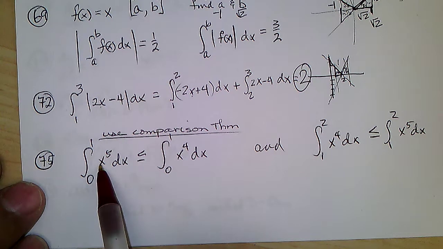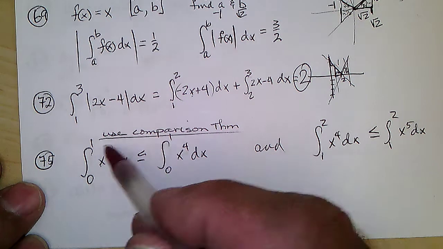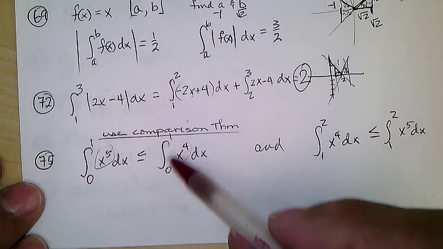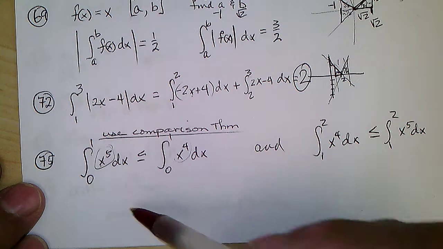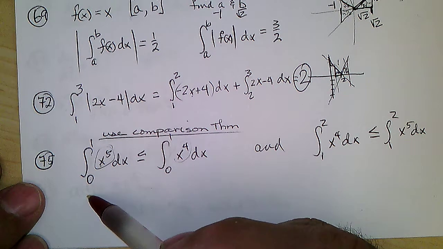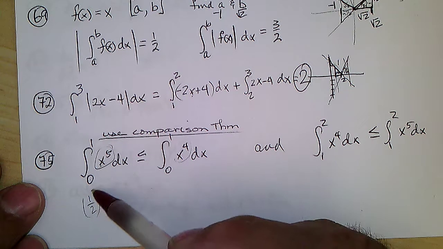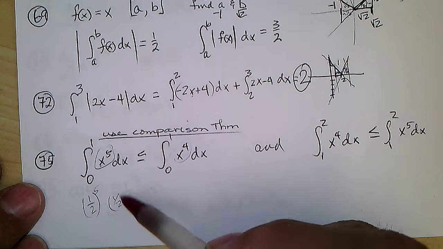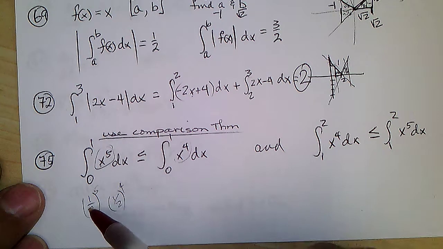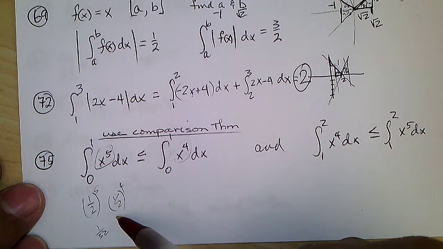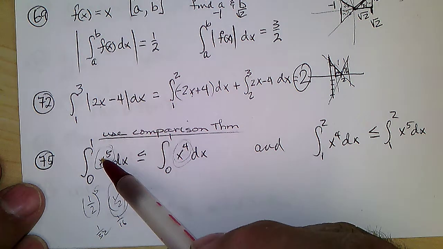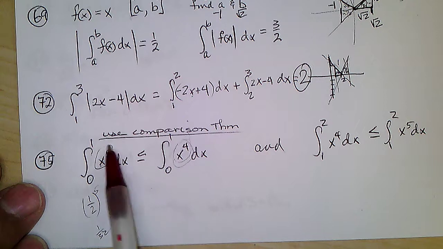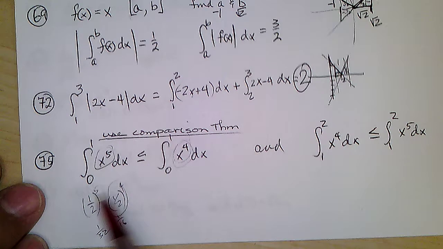Okay, the comparison theorem says if this curve is always above or below this curve, then the area will be always less than. So in this case, x to the 5th. Between 0 and 1, we're doing fractions like 1/2 to the 5th and 1/2 to the 4th, or other fractions between 0 and 1. If you take this to the 5th, we get 1/32. This is 1/16. This is always bigger than this. So the area under the curve is always bigger than the area under this one, because this curve is higher than that one.